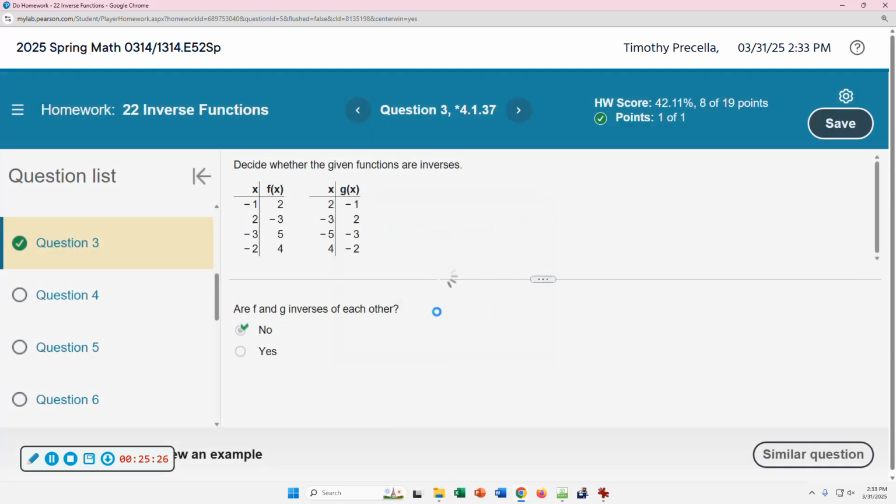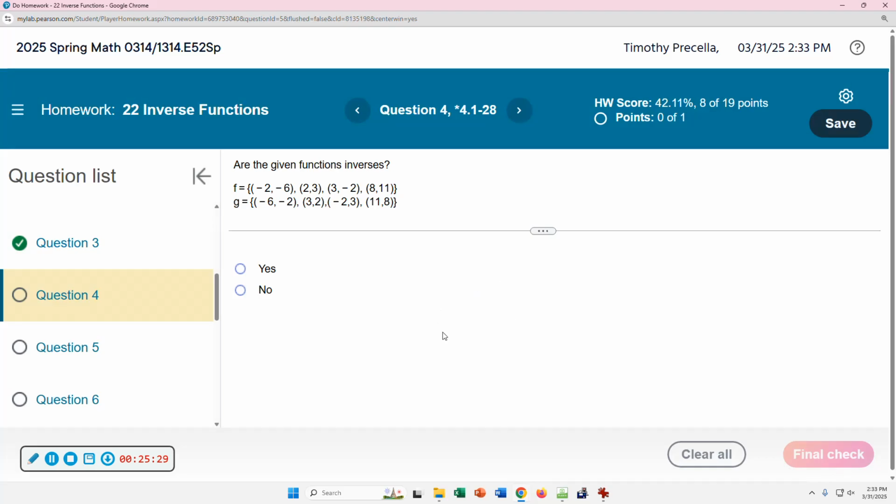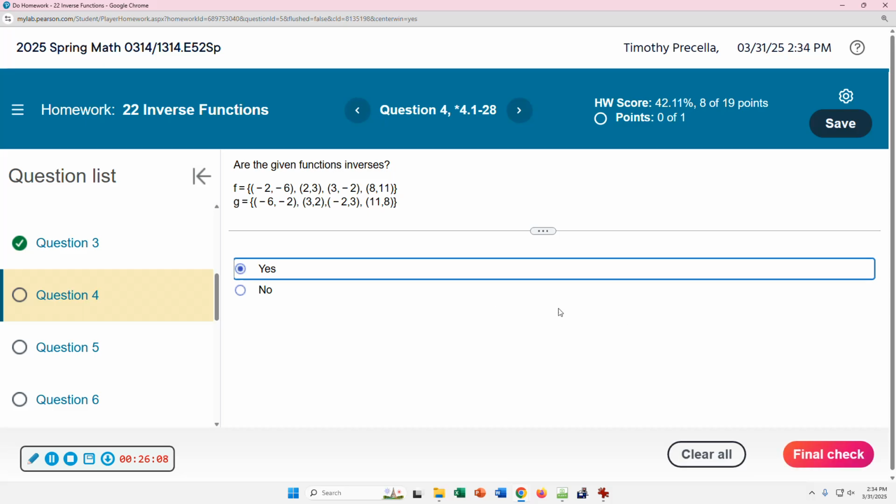Number 4. Are these functions inverses? Let's look at these functions. They're giving them just as ordered pairs here. This is nice. What do y'all think? Are they inverses of each other? Yes, it looks like they're just switching them. Look, negative 2, negative 6 became negative 6, negative 2. 2, 3 became 3, 2. 3, negative 2 became negative 2, 3. And 8, 11 became 11, 8. And so, yeah, I'd say yes, those are inverses. They're just swapping the ordered pairs.